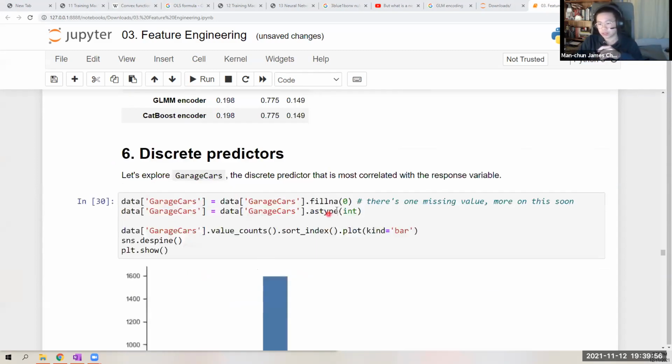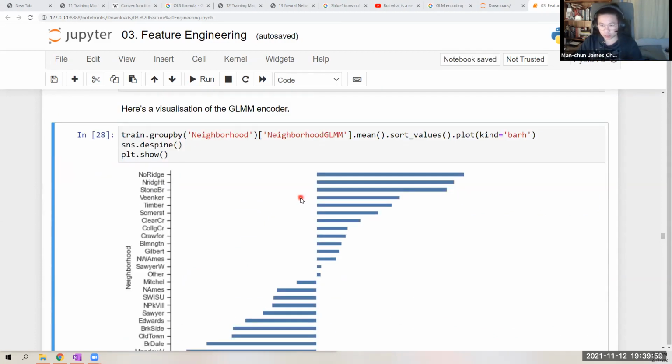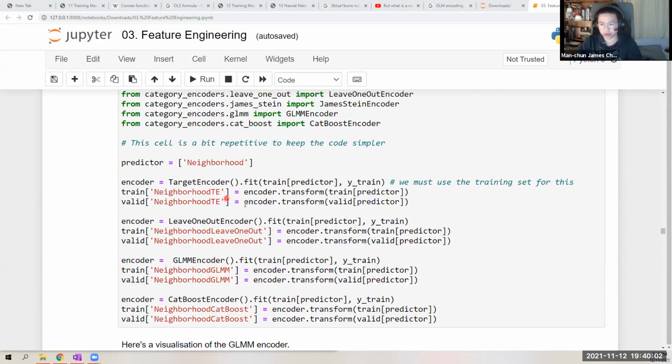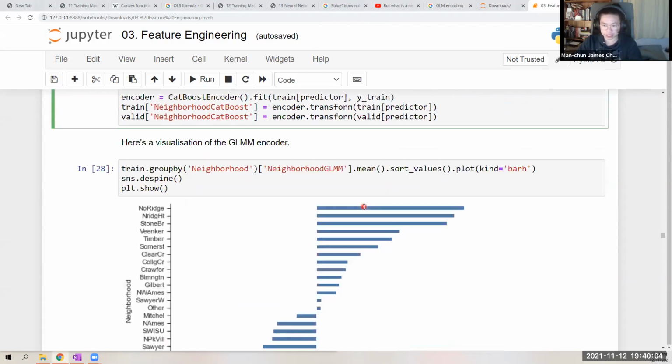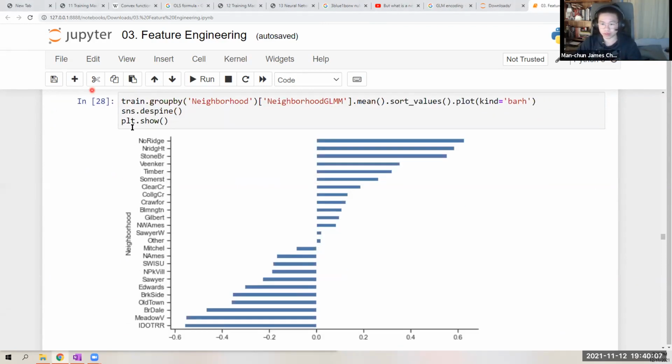If you watch the recorded tutorial, what leave-one-out does is it basically takes the average of the y variable. So you look at the prices for the NoRidge houses and take the average of those houses, and you substitute NoRidge with the average house price for NoRidge. That's more or less what GLMM is doing too: it takes NoRidge and substitutes it for 0.06, NridgHt for 0.5, and so on.